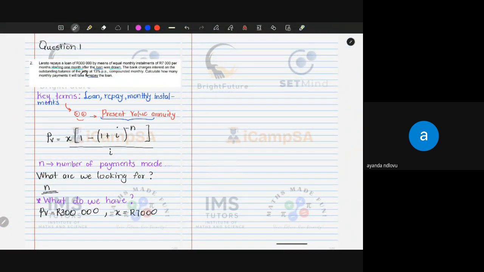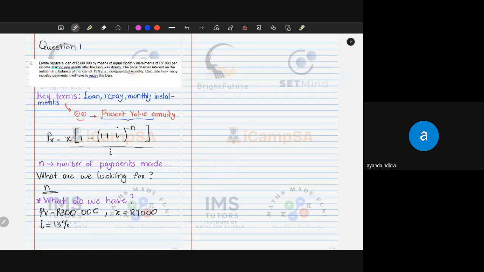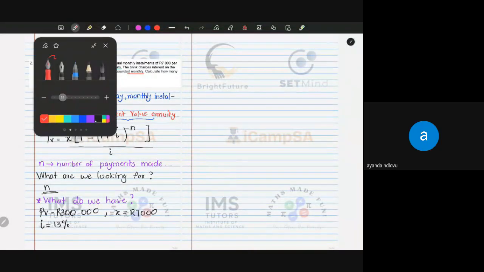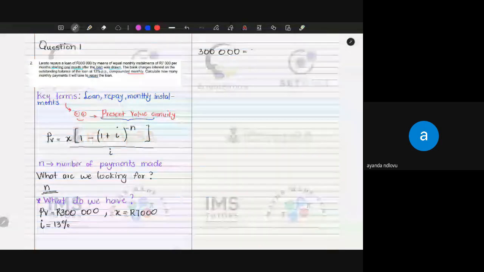What else is given is the interest rate. If you look carefully, I is 13%, but they tell us that this is compounded monthly. Okay. So this means that here, what I need to do is to go and divide our interest by 12. So let's go ahead and sub in what we have. If you look carefully, we have in our formula 300,000 is PV. Our X is 7,000.